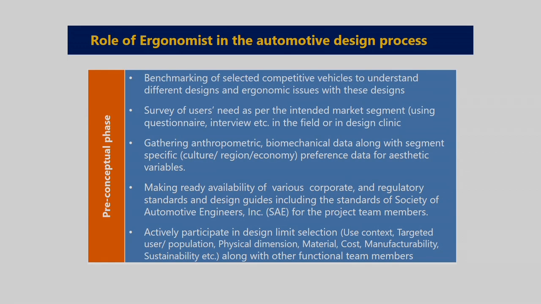So, these different types of data related to customers or users, physical body dimensional data, biomechanical data and various preference data, that is which type of form, which type of color or which type of texture they like, that type of information is to be gathered by the ergonomist and given to the design team. Next, making ready availability of various corporate and regulatory standards and design guidelines including standards of Society of Automotive Engineers. So that while the engineers or designers are conceptualizing that vehicle, they can take care of all these standard guidelines.